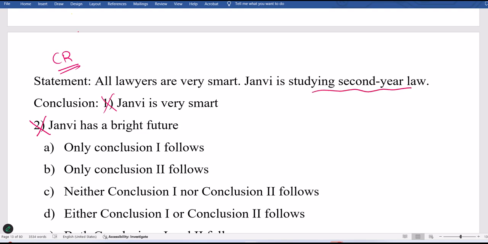The lawyer's course is not completed. If Janvi completed the course, then I can say, okay, Janvi is smart. But here, Janvi has not completed the course, so I cannot say Janvi is very smart like that.